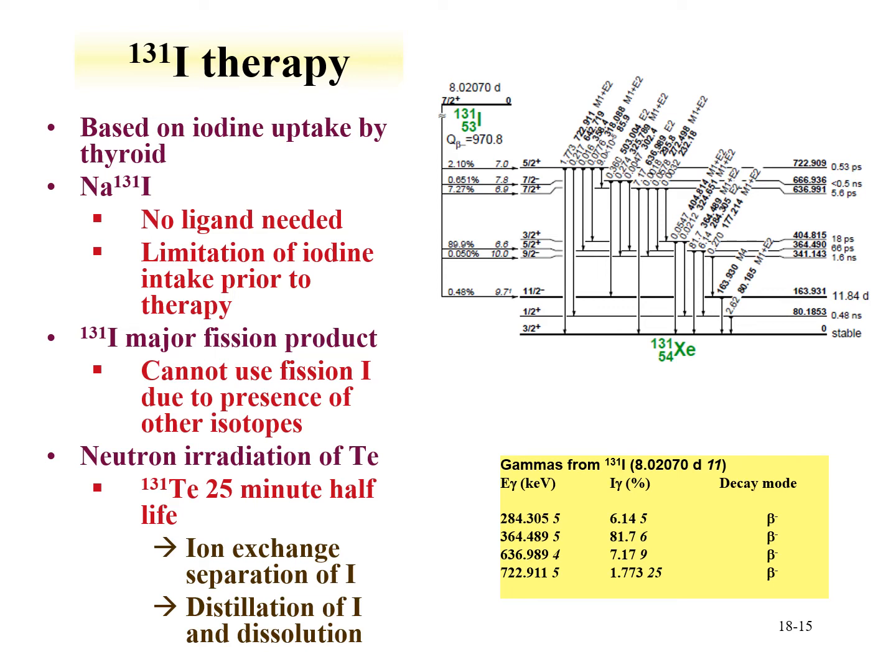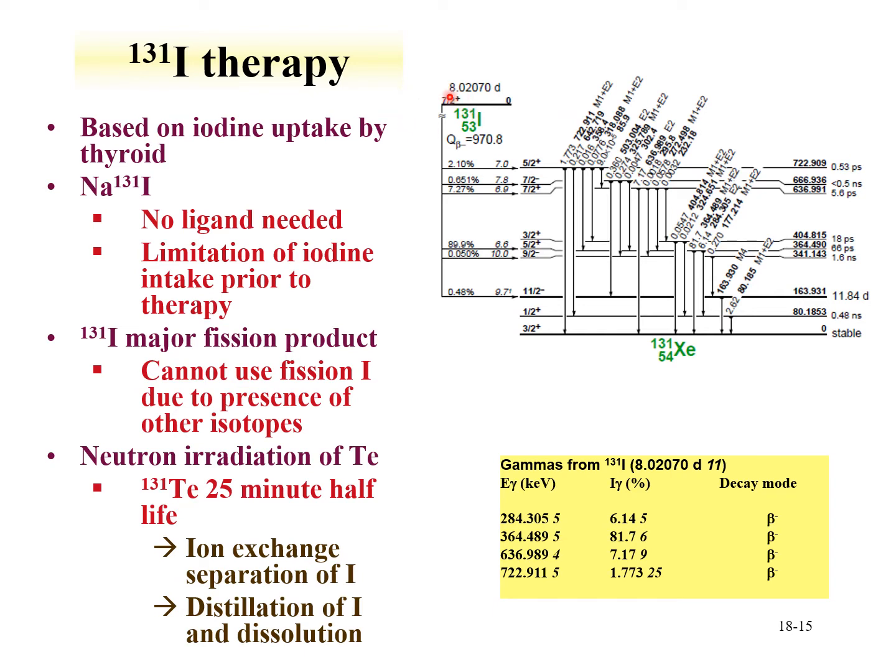Now, iodine-131 is a major fission product. However, one cannot use fission iodine due to the presence of other isotopes, including iodine-129, which is a very long-lived isotope. Some of the data for iodine is shown here.